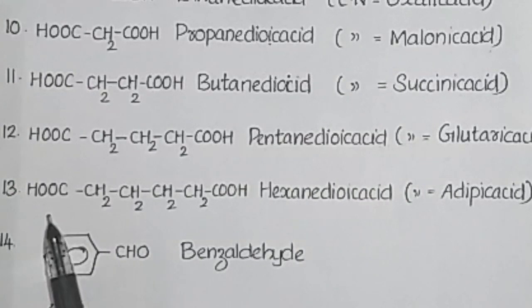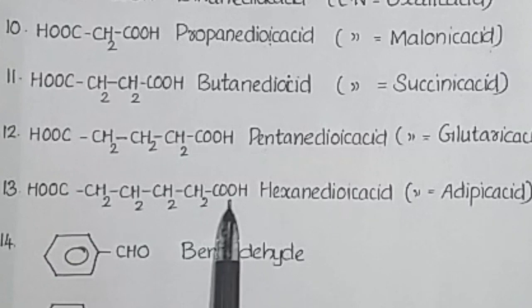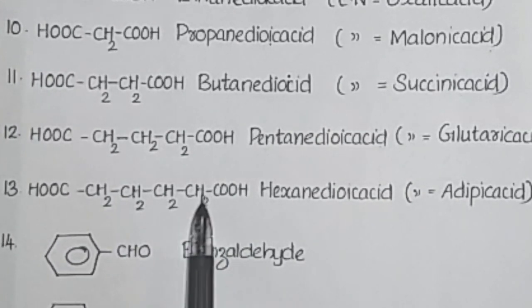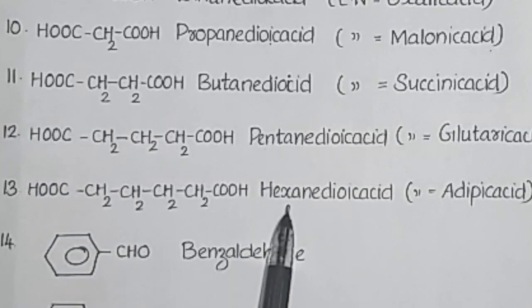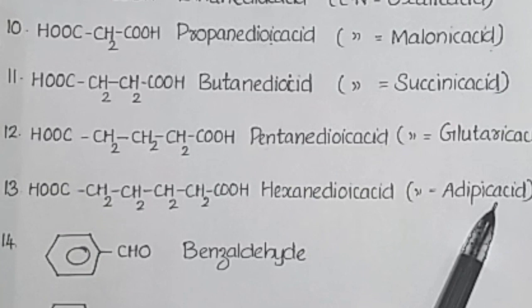The next one, COOH, CH2, CH2, CH2, CH2, COOH. How many carbon atoms? 1, 2, 3, 4, 5, 6. 6 carbon atoms, hexane dioic acid, or common name adipic acid.